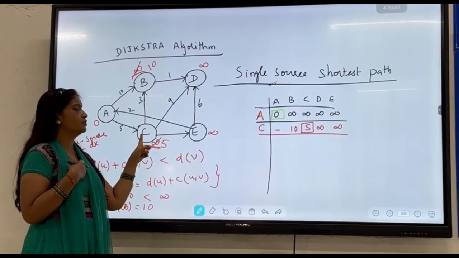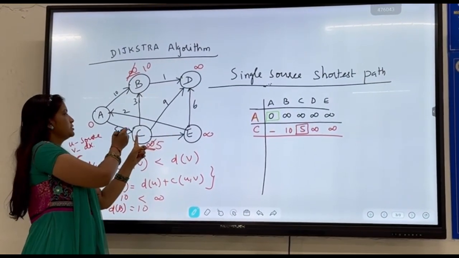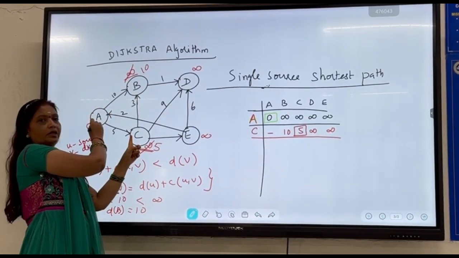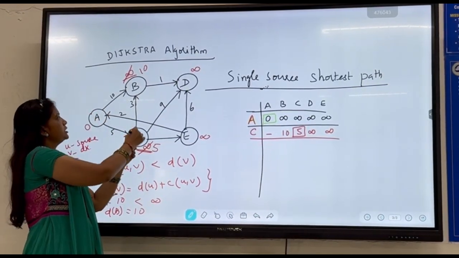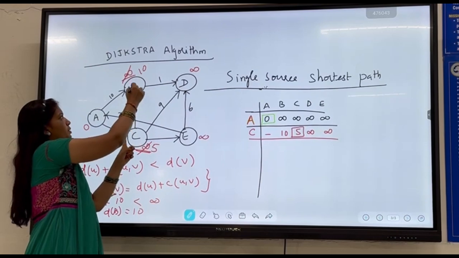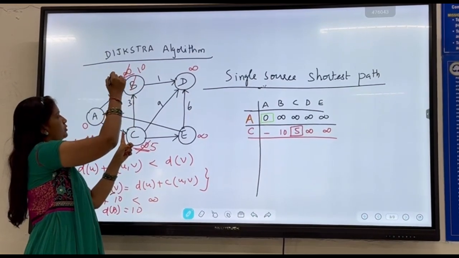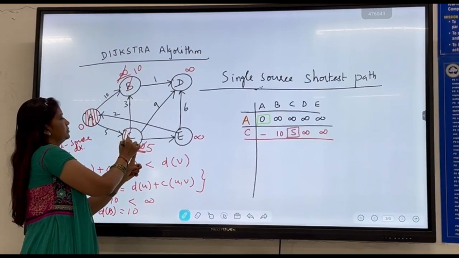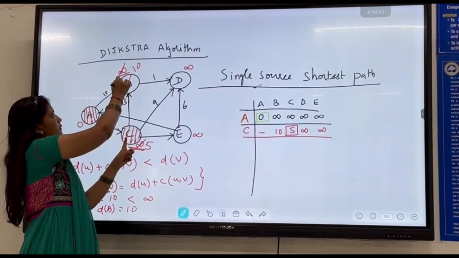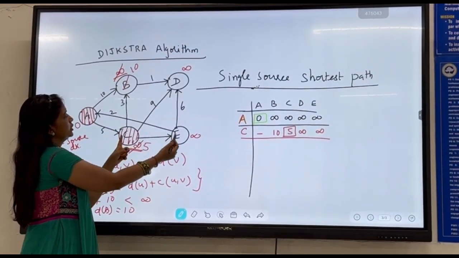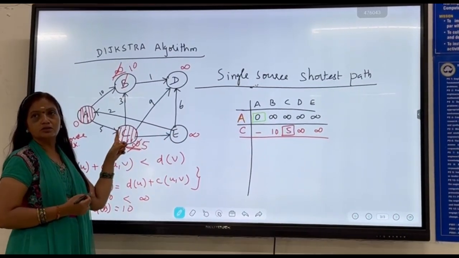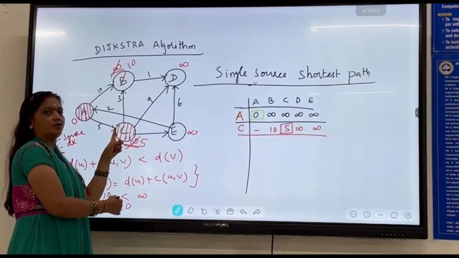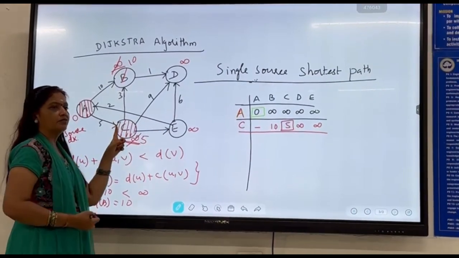What are the adjacent nodes for node C? C to A. Do you have any arrow? No. A is already done. C is now done. C to B and then C to E. I have two nodes. So C to B, apply the formula. C to E, apply the formula.